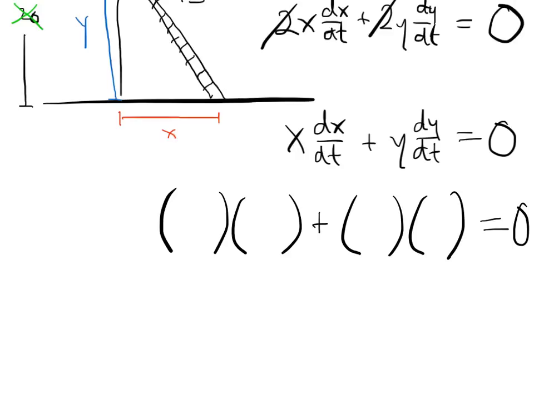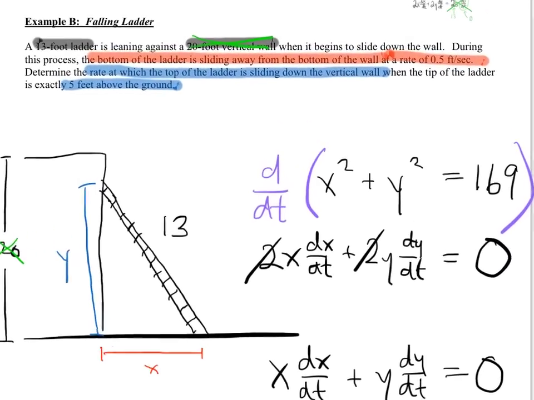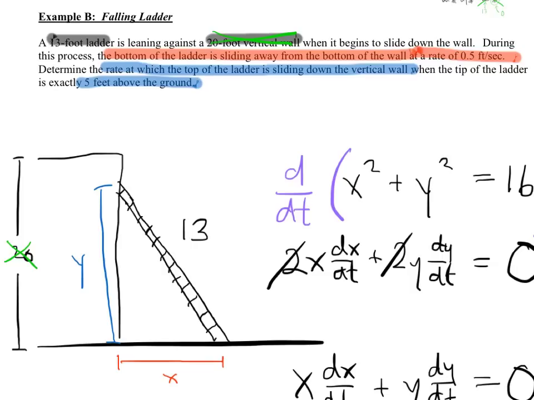Okay, welcome back. So I hope you guys were able to go through the actual question and read through it. So let me get to reading the problem over. So we know that our ladder is 13 feet. Leaning against, doesn't matter how big the wall is, but it begins to slide down. During the process, here we go. The bottom of the ladder is sliding away from the bottom of the wall at a rate of 0.5. If you take a look at the bottom of a ladder, how far away it is from the bottom of the building, that distance is called x.